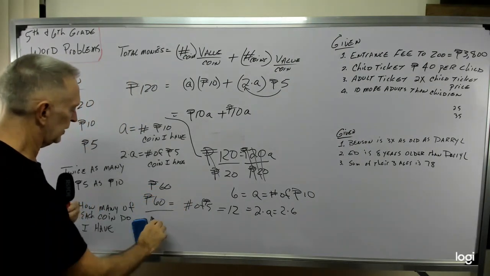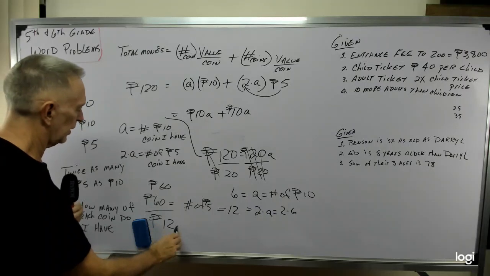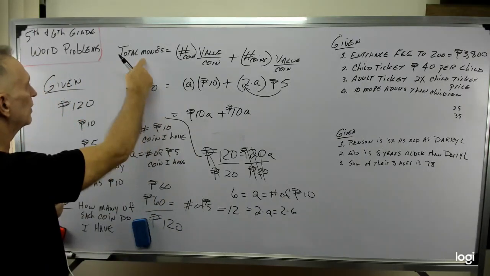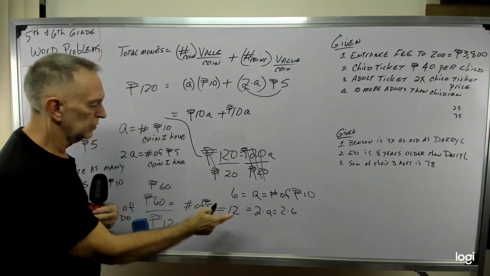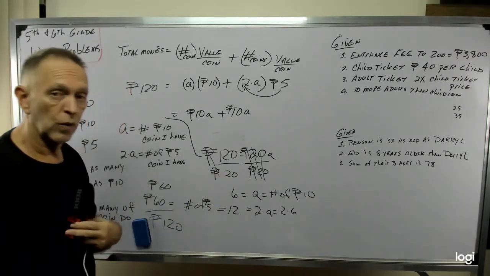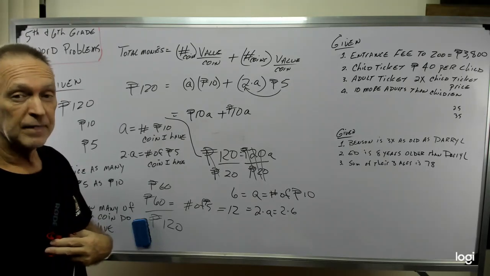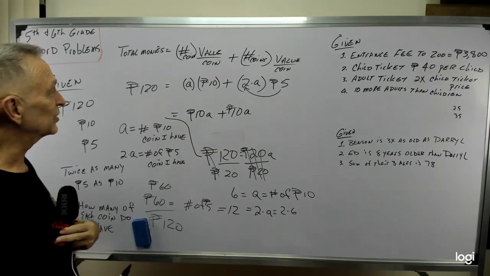60 plus 60 is 120, which is what I had, my total monies. I had 6 of the 10 coins, 12 of the 5 coins. That was a 5th grade or 6th grade problem.